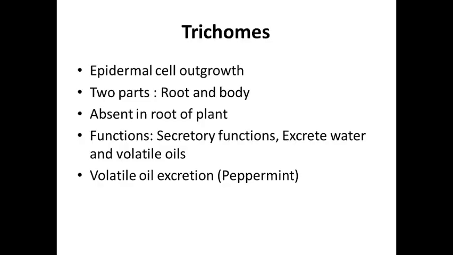So the trichomes are nothing but an epidermal cell outgrowth. These are the outgrowth of epidermal cells, or simply these trichomes are termed as plant hairs. The trichome structurally contains two different parts, that is root and body. These are the two different parts. Then the most important point, these trichomes are absent in the root of plants.